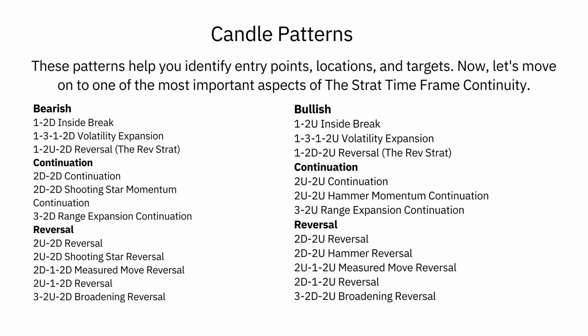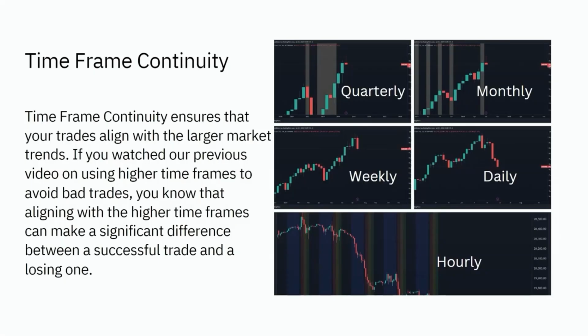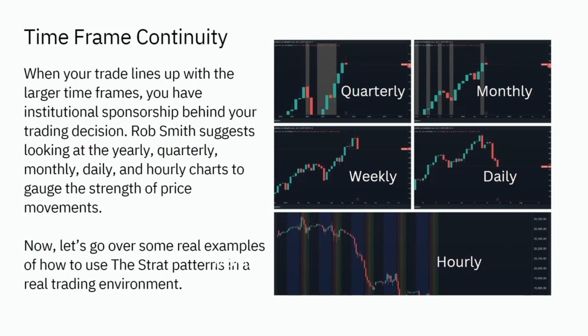Now let's move on to one of the most important aspects of the Strat, which is time frame continuity. Time frame continuity ensures that your trades align with the larger market trends. If you watched our previous video on using higher time frames to avoid bad trades, you know that aligning with the higher time frames can make a significant difference between a successful trade and a losing one. When your trade lines up with the larger time frames, you have institutional sponsorship behind your trading decision. Rob Smith suggests looking at the yearly, quarterly, monthly, daily, and hourly charts to gauge the strength of price movements.